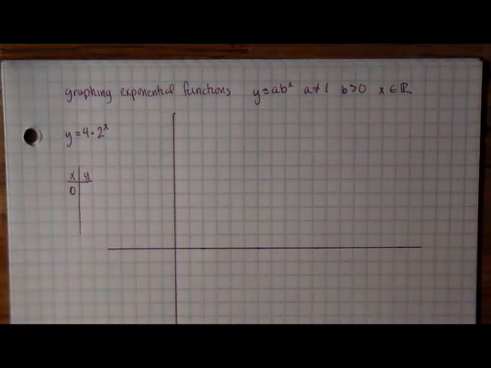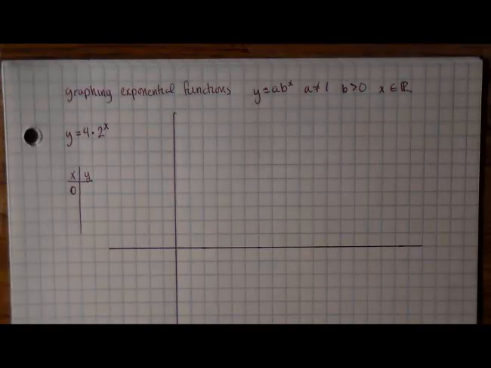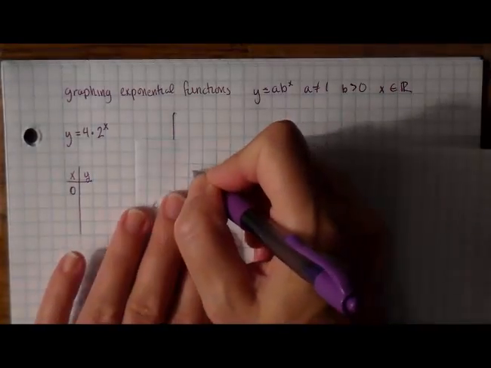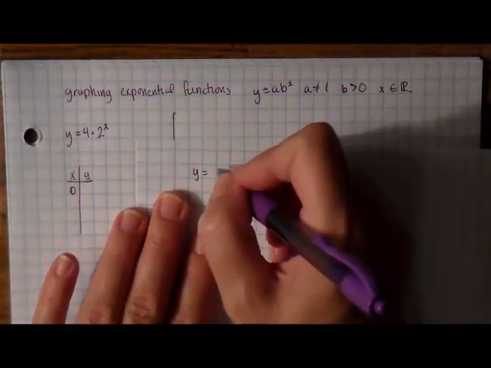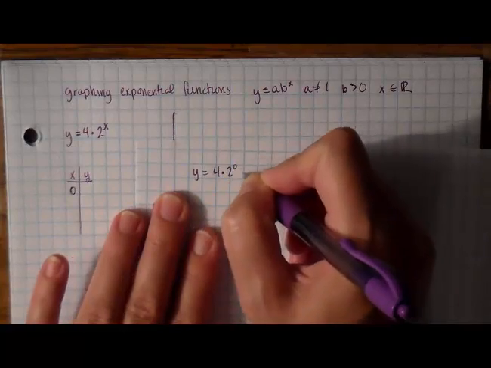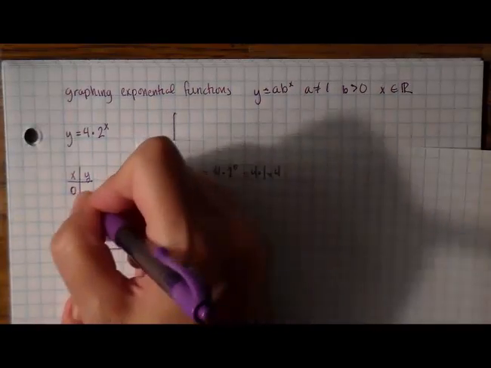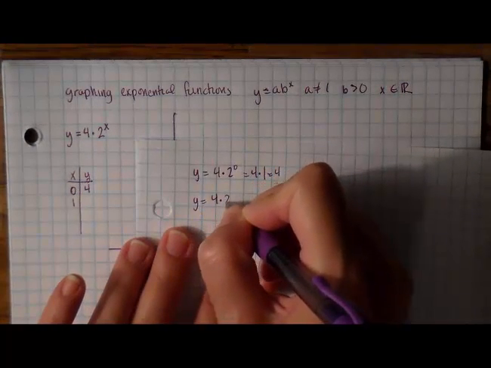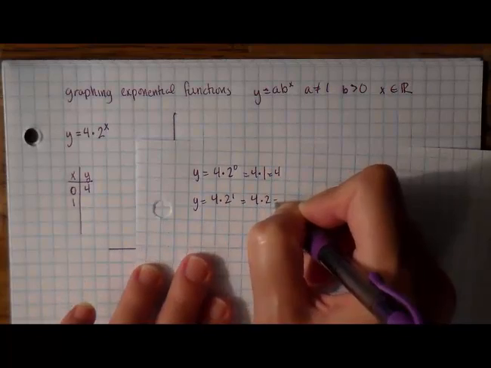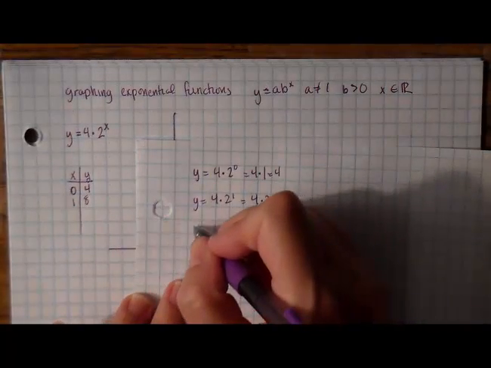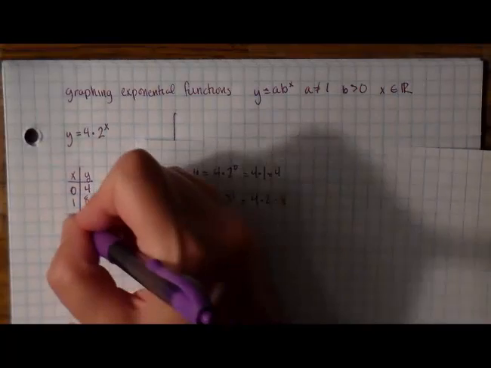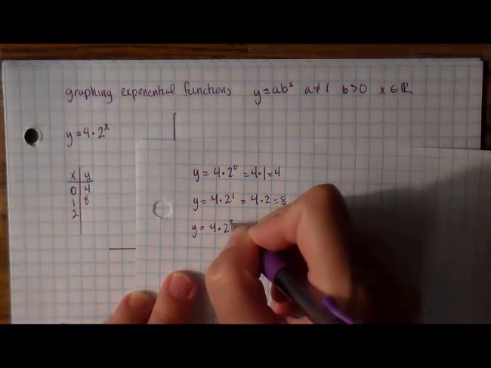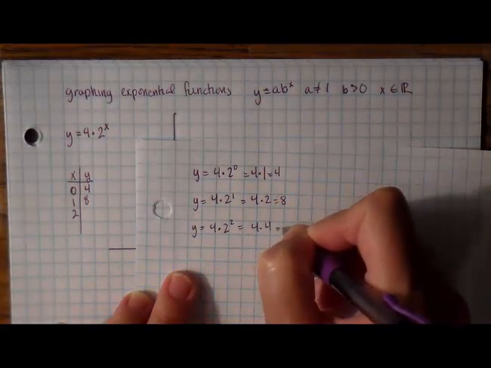And as we know, any number to the power of 0 is 1, not 0. Y is equal to 4 times 2 to the 0, so that's 4 times 1, so that's 4. If I plug in 1 for x, I get y is equal to 4 times 2 to the 1, so that's 4 times 2, so that's 8. If I plug in 2, I get 4 times 2 squared, so that's 4 times 4, so that's 16.